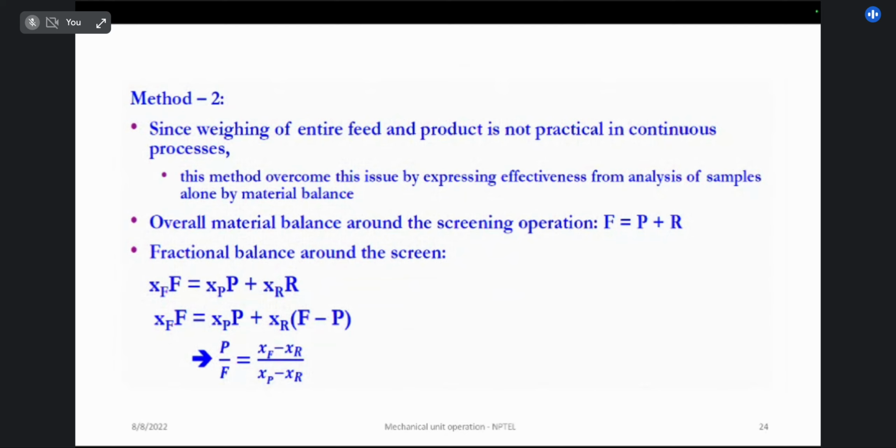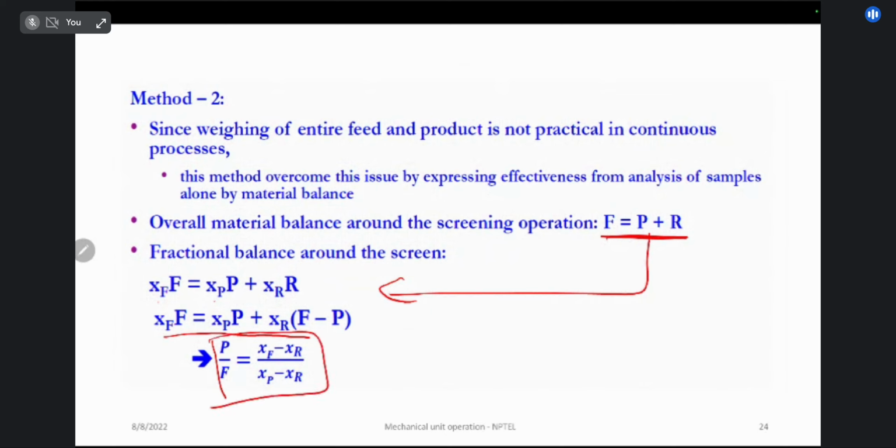In the second method we will do the mass balance. Since weighing the entire feed and product is not practical in a continuous process, we will use another equation with the mass fractions, F is equal to P plus R, and we will put the different fractions into it. This is the overall mass balance, and if we go for the component or fractional mass balance, then xf into F is equal to xp into P plus xr into R. Now according to what you need, P by F or anything, if you want to go for the product or the rejection, on that basis you need to take this ratio.